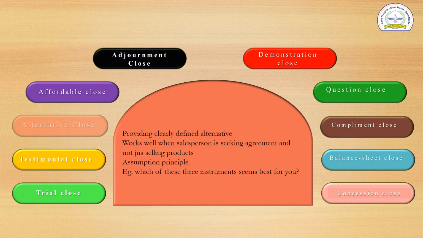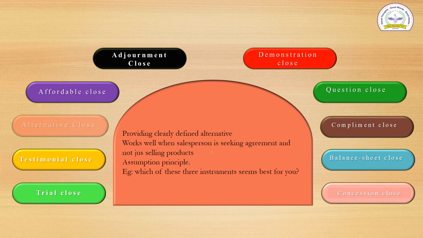Next is alternative close. Basically, this method works through the assumption principle. The customer acts as if he has already decided to buy, and the only question left is to make the choice. Example: shall we meet next week or the week after? The customer is offered more than one alternative.